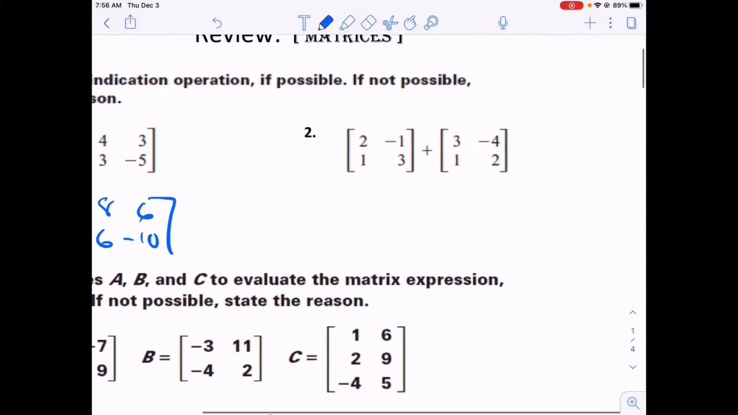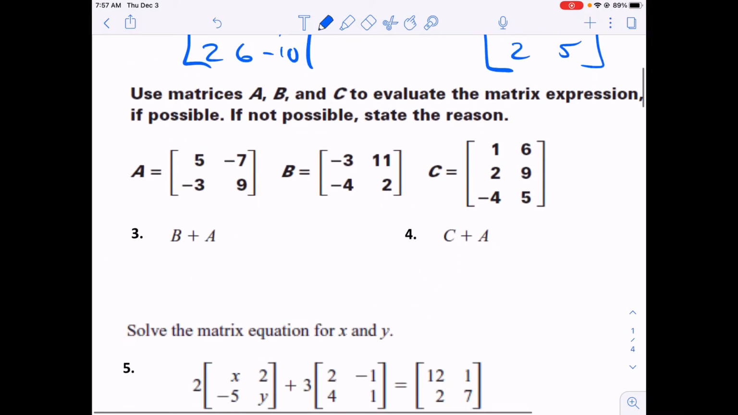Over here you're adding them, and you got to make sure they're the same size. So they're 2 by 2 and 2 by 2. So yes, you can add them. And then you add element to element. Okay, just add it up like that. Here goes. 2 and 3 is 5. Negative 1 and negative 4 is negative 5. 1 and 1 is 2. 3 and 2 is 5. There's your answer for number 2.